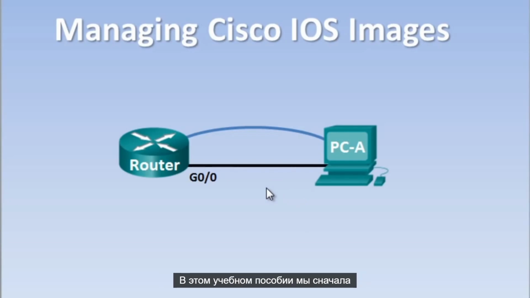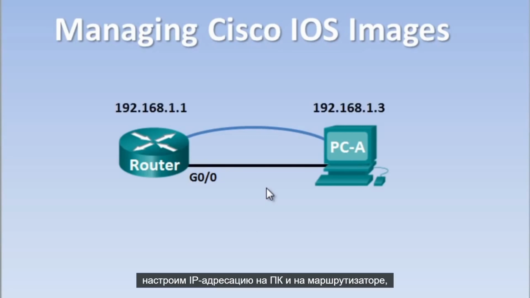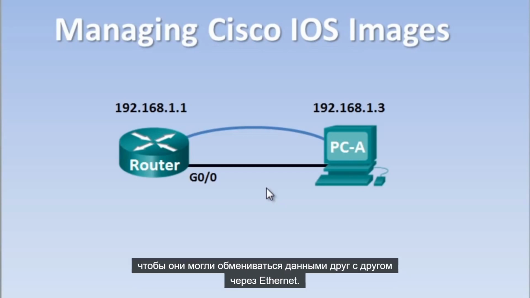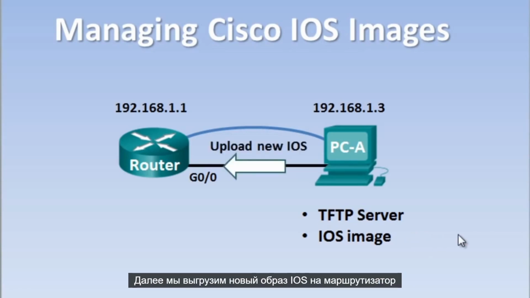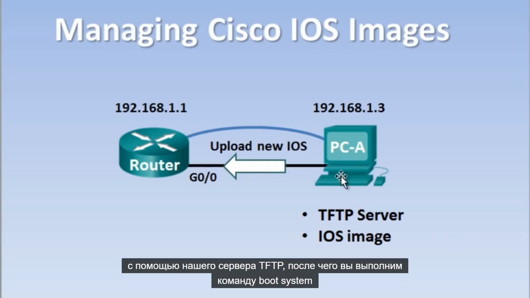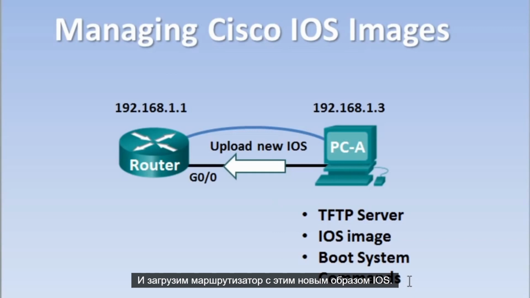In this tutorial, what we're going to do is first set up the IP addressing on both the PC and the router so that they can communicate with each other over Ethernet. Then we'll need to make sure that we have a TFTP server running on the PC and the IOS image that we wish to upgrade to. Next, we'll upload the new IOS image to the router using our TFTP server, and then use boot system commands to boot the router to the new IOS image.